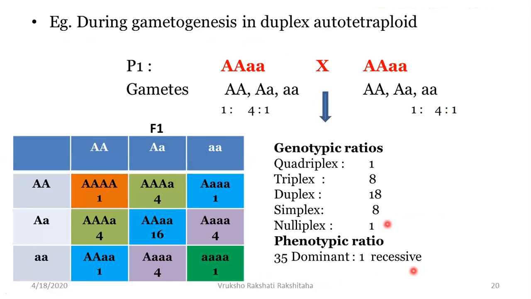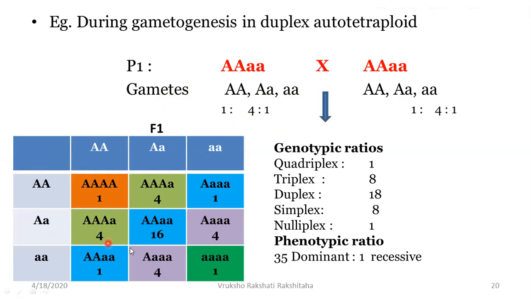Now, here I have taken one typical example. During gametogenesis in a duplex autotetraploid, what happens? You can just look into this. This is a parental generation with two dominant alleles and two recessive alleles, crossed with another parent, P2, that is the male line of the same genotype. What are the gametes formed over here? You can see that three types of gametes are formed: homozygous capital A, homozygous small a, and heterozygous capital A and small a. Now this occurs in the ratio of 1 is to 4 is to 1.